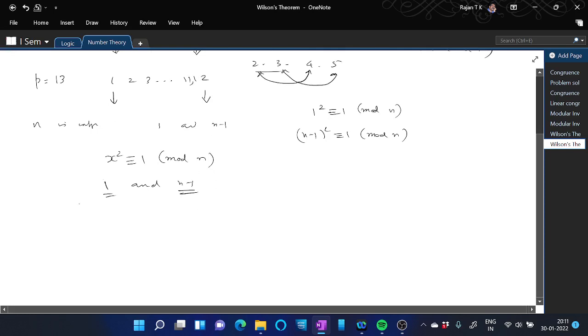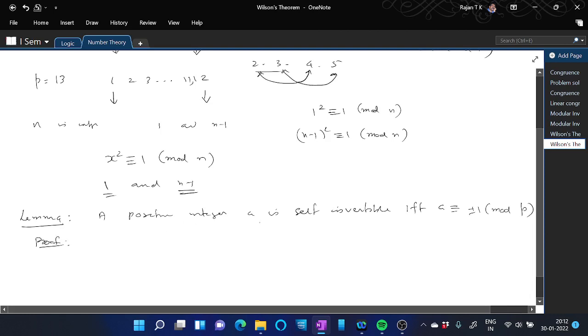Now let us go to a result which is a lemma. A positive integer a is self-invertible if and only if a is congruent to plus or minus 1 mod p. So let us try to prove this.